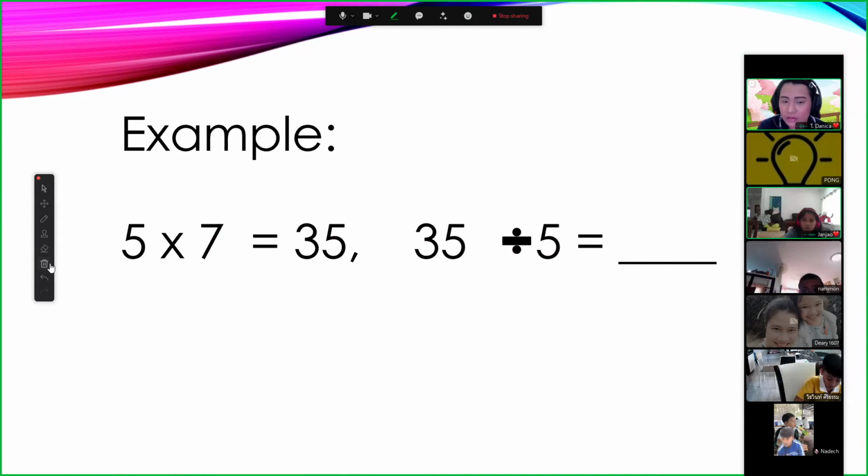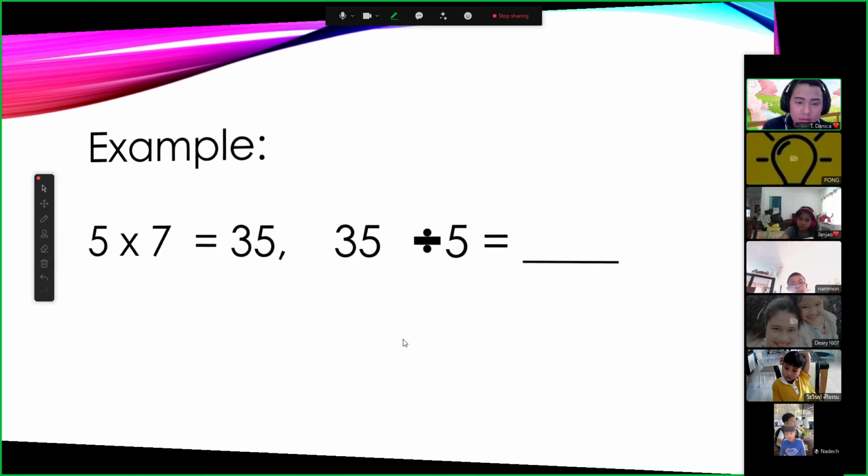Okay. Now, 5 times 7. 5 times 7 equals 35. 35 divided by 5 is good, 7. Write beautifully, okay? Sorry, because teacher is just using a mouse. You can write beautifully. You're using your pencils.